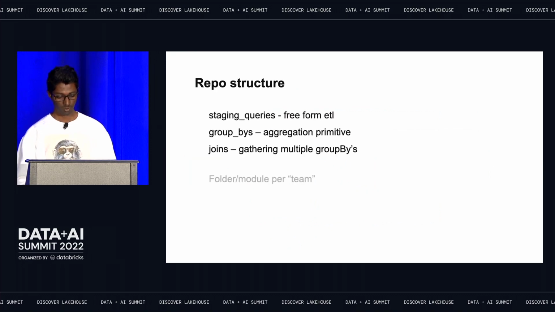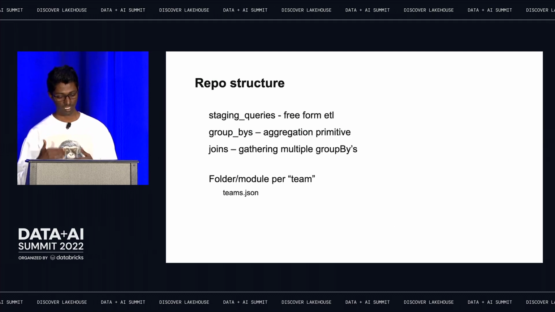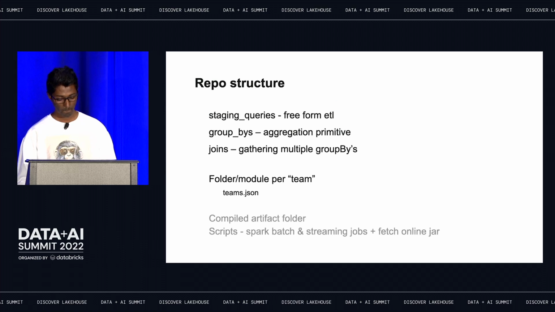Yeah, so in terms of the repo, it's split by the concepts that we described earlier, and each team has its own folder. So it's very clear if you're using someone else's features, or someone else's feature collections, etc. And then there is teams.json, where each team can configure how their jobs run or how their data is consumed or produced.